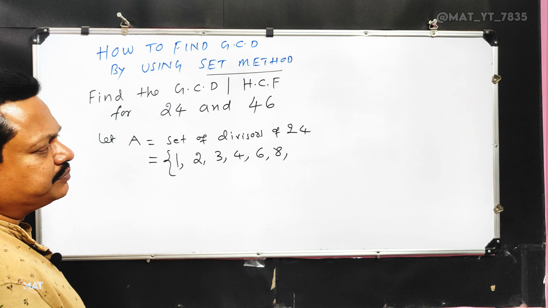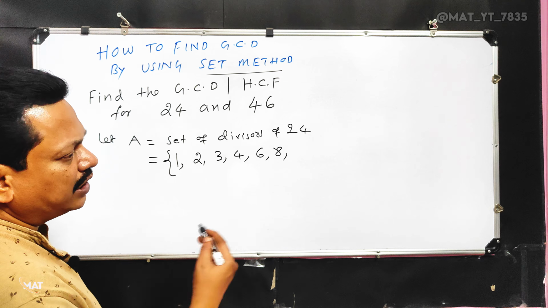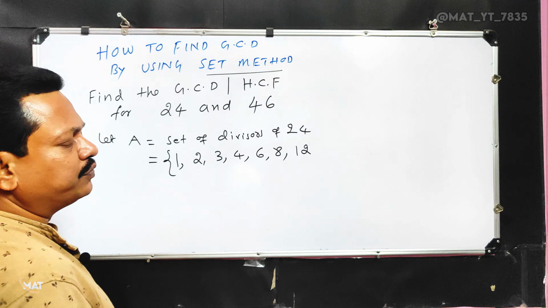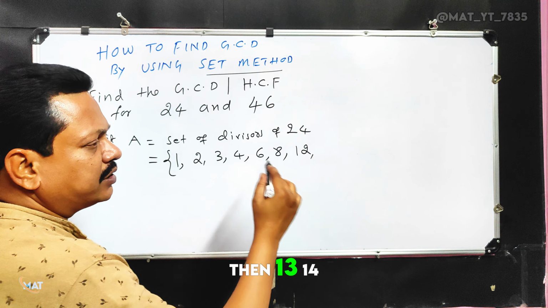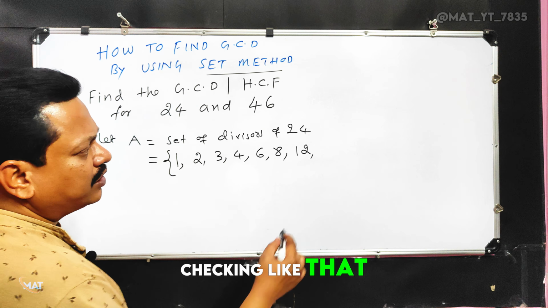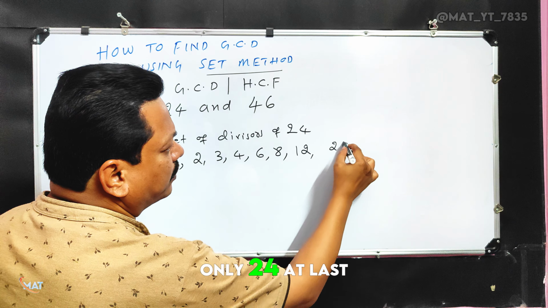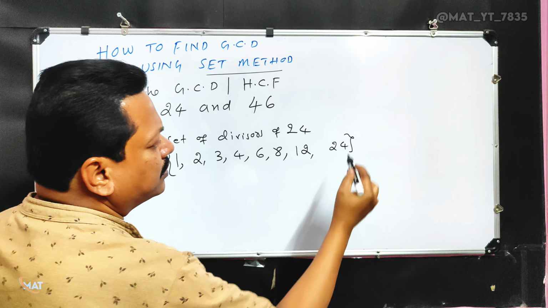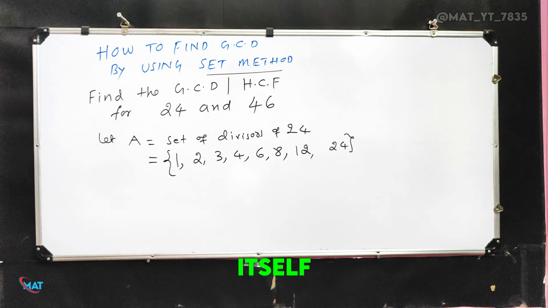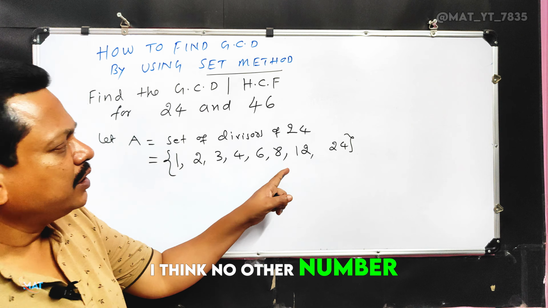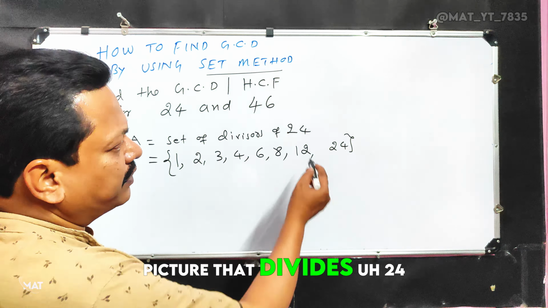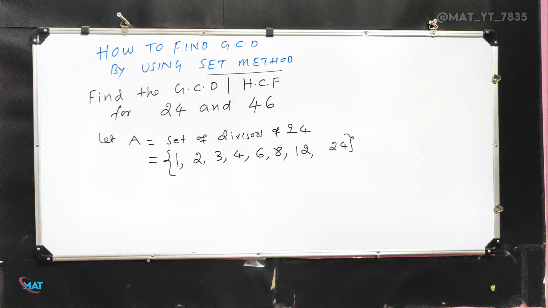9 won't divide, 10 won't divide, 11 won't divide, of course 12 will divide, 12 twos are 24, then 13, 14, 15, 16, 17, 18, we keep on checking like that, and we end up with only 24 at last. Every number is divisible by itself. I think no other number after 12 except 24 will come into the picture that divides 24.